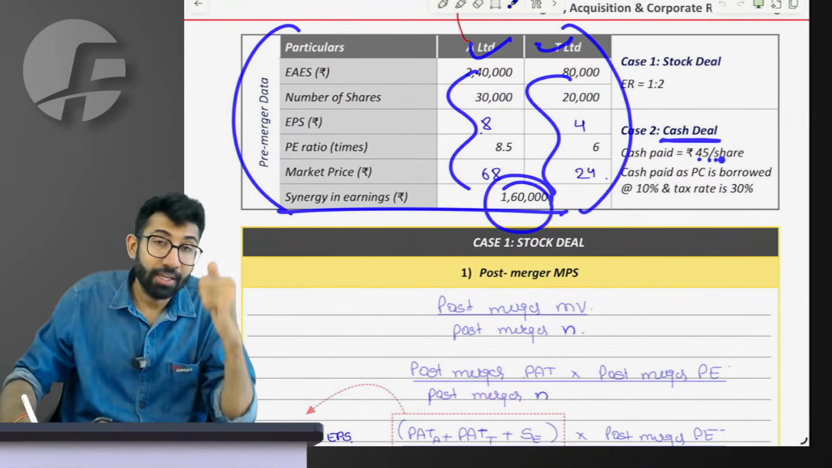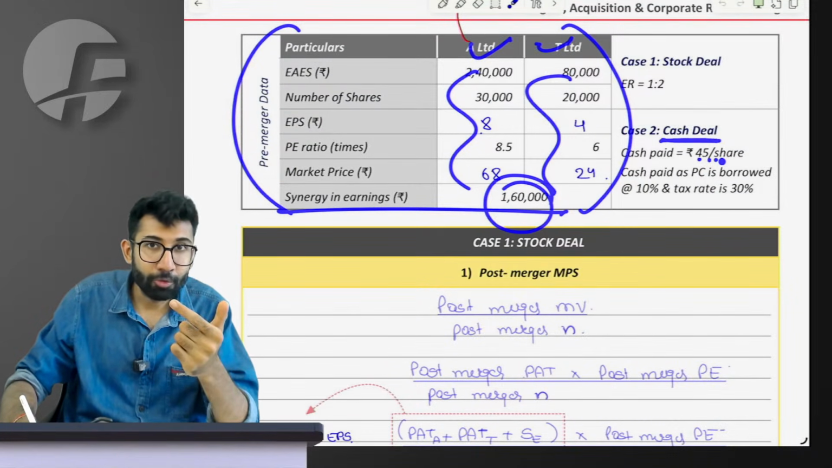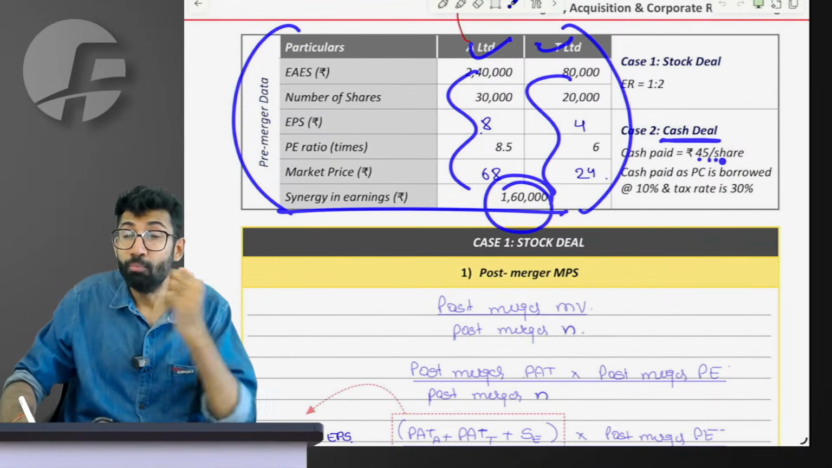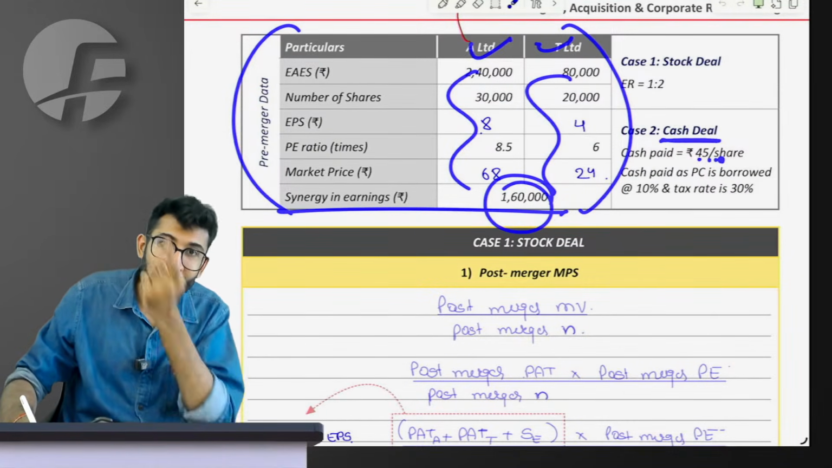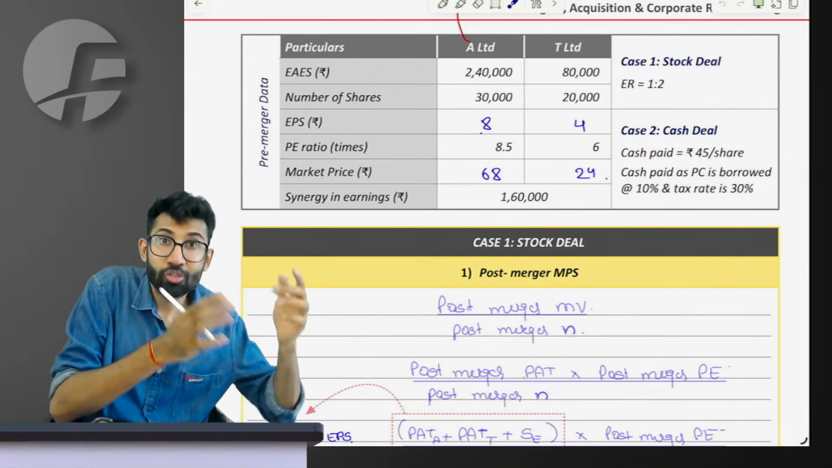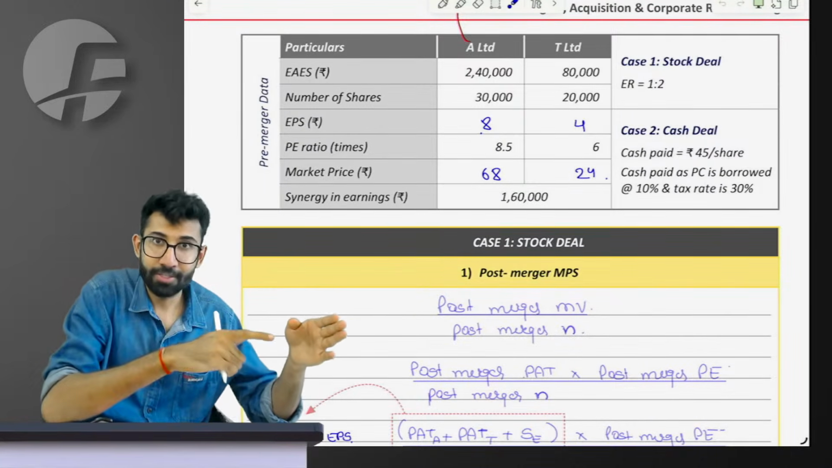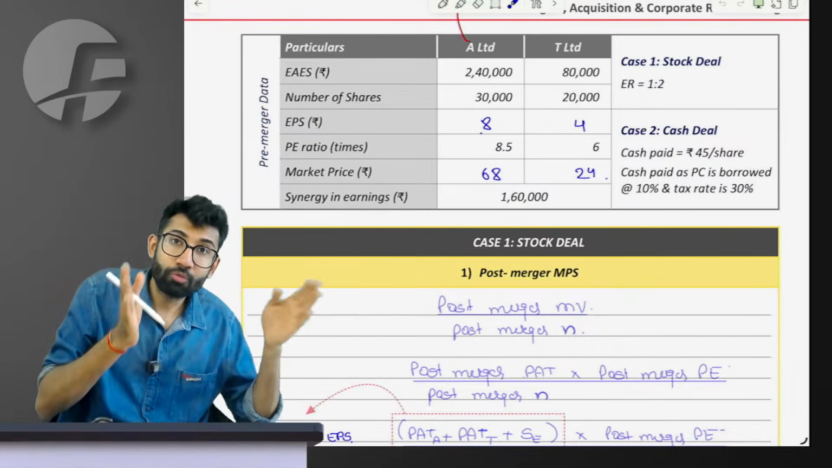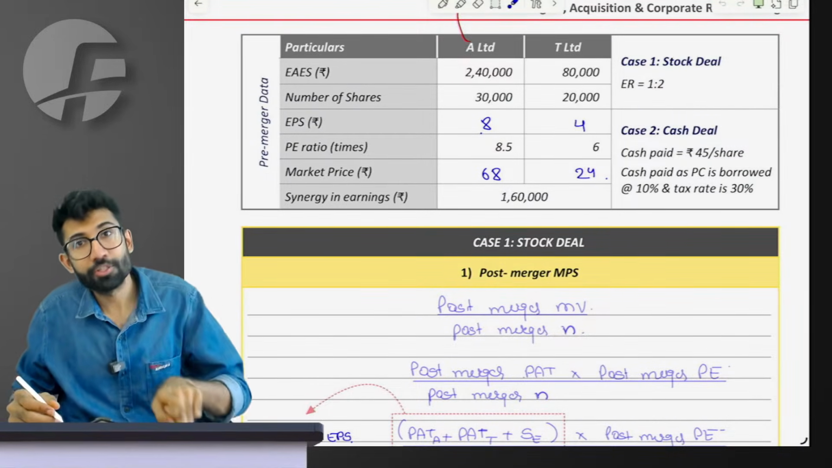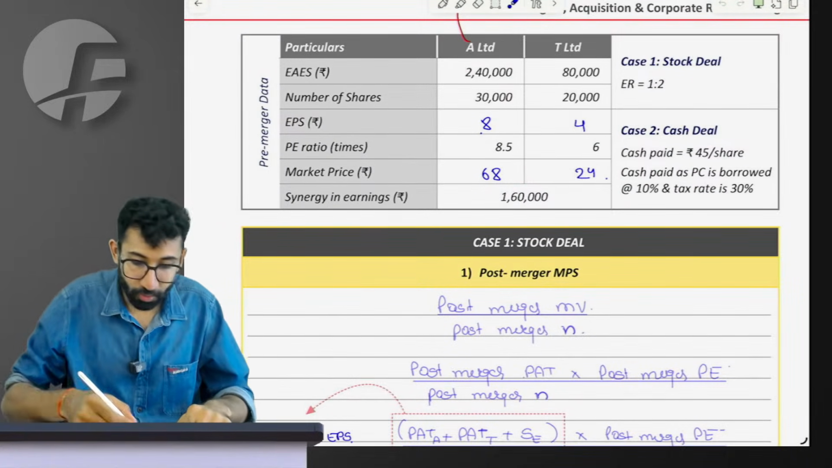The same story. If I pay you 45 rupees of cash, please think about it: I have to borrow this amount, and borrowing will incur an additional interest cost. So after the merger, there will be an additional interest expense. My post-merger PAT will be my PAT, your PAT, synergy in PAT, minus that interest, which reduces my PAT. That post-merger PAT into post-merger PE gives the post-merger market value, and then the post-merger MPS. Could you connect? The situation is the same.